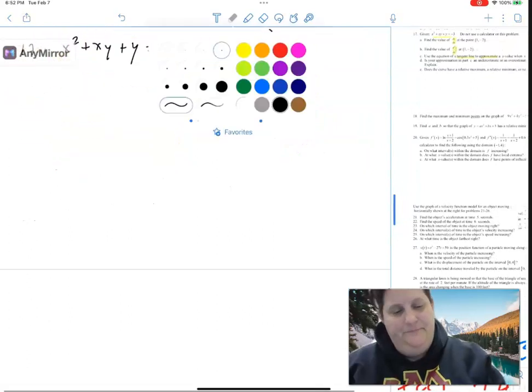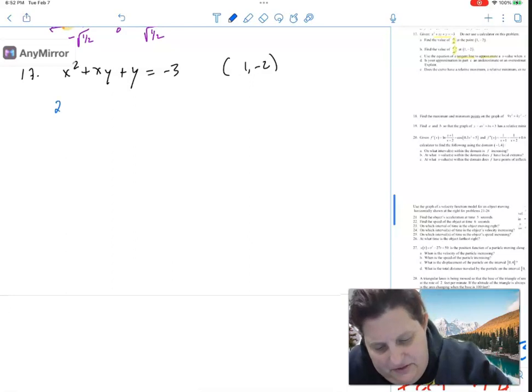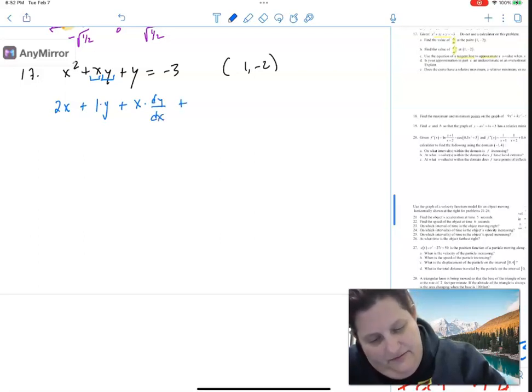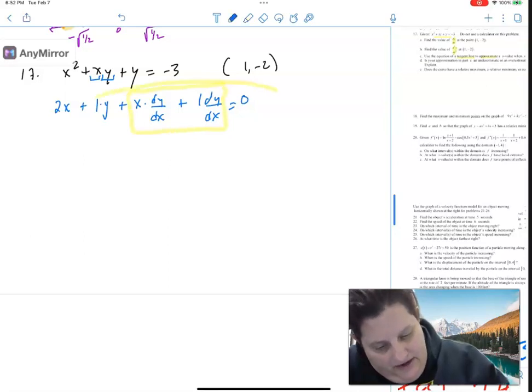We'll do that first, right? So you guys, this is implicit, like we said. And implicit goes, okay, 2x. This is going to be a product rule. The derivative of the first is 1 times the second. The first is x times dy dx, the derivative of the second. And then the derivative of y is 1 dy dx equals 0. Remember the way that we do this. Anything with a dy dx stays on this side. Anything without a dy dx, I subtract to the other side.